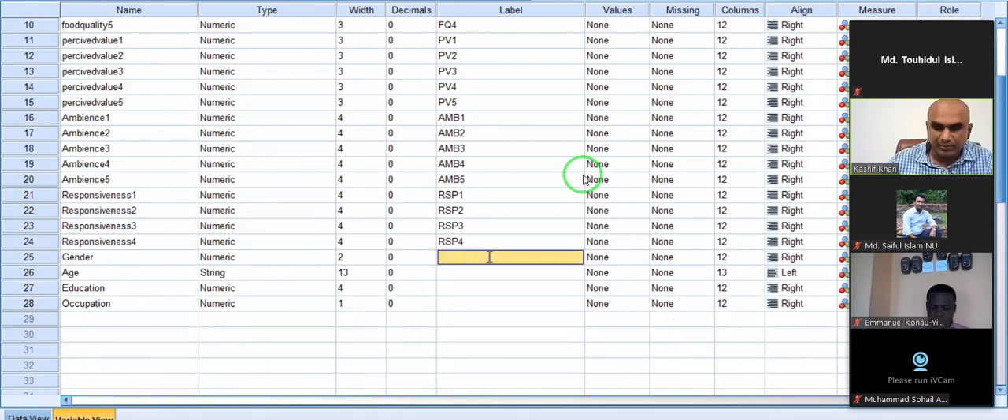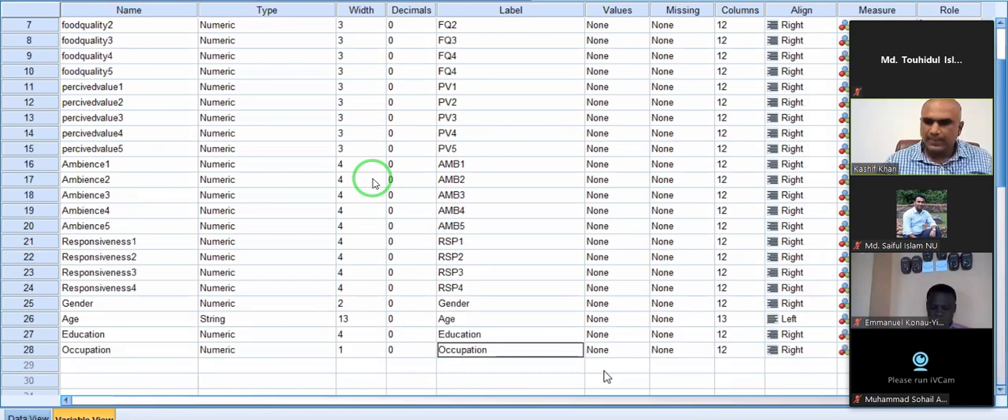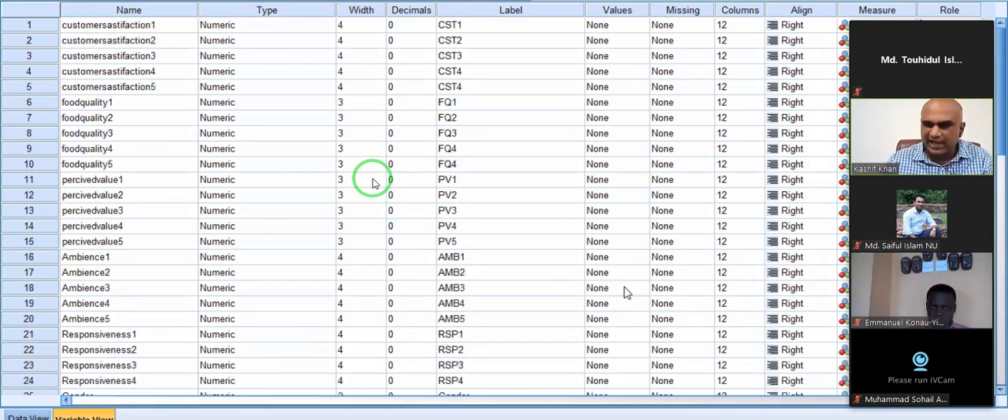If you remember, for example, for gender we have only 2, and so gender remains gender, age remains age, education remains education, and occupation remains occupation. Okay. I'm not saving this file because I already have saved this file. So I just want to show you how to set that up.